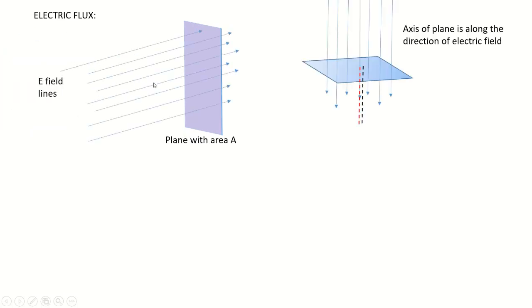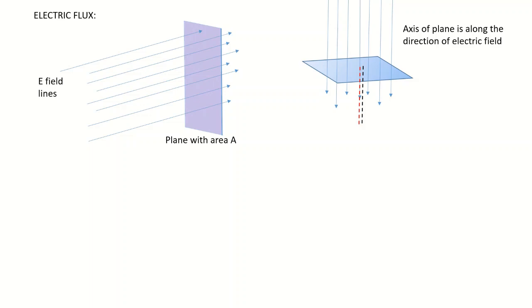So now we are going to discuss electric flux. As you can see, a plane A has been drawn. As the electric field lines appear and pass through the plane, here the measure of electric flux begins. It has been defined as the lines of force passing through an area which is normal to the surface.